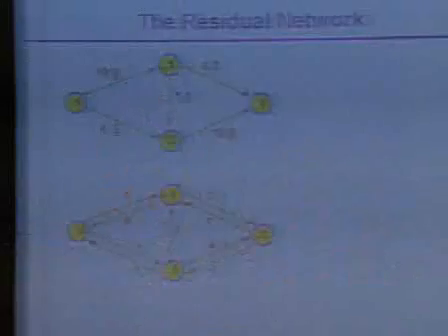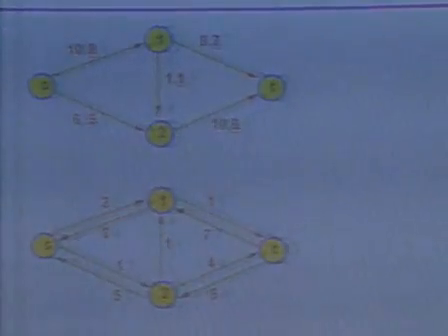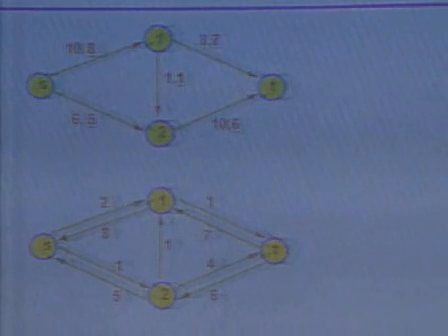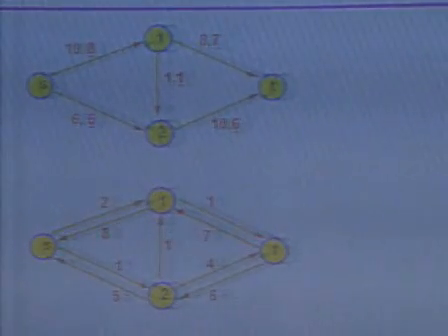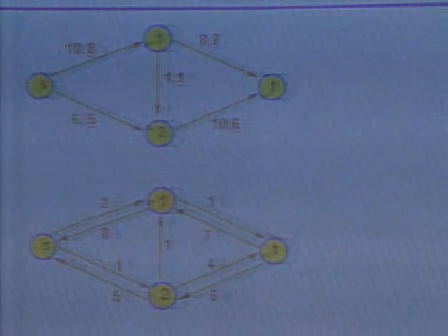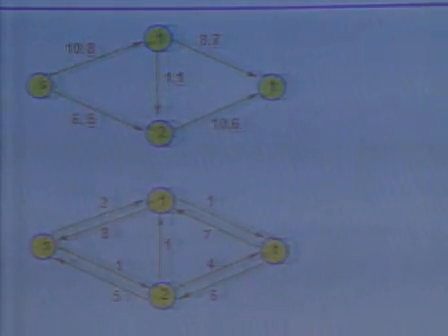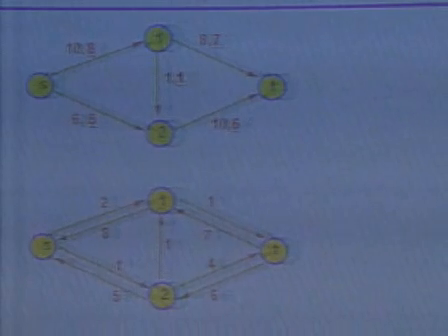And for that, it's useful to draw what's called a residual network. And the residual network is shown in the bottom. So let me explain how you get this. One thing to keep in mind is that the residual network is always defined with respect to an existing flow. It's not just a function of the given network, it's also a function of the existing flow.